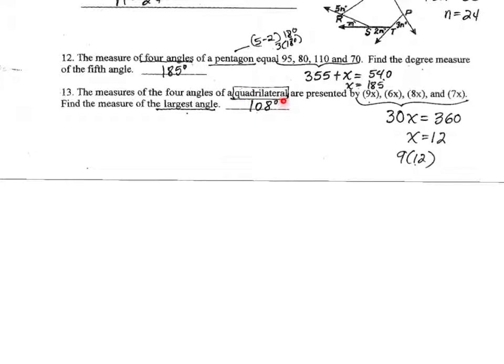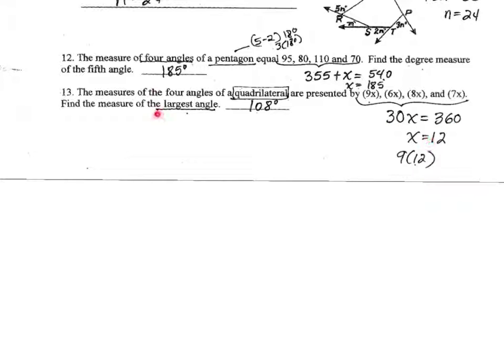Now for number 13, it says the measure of 4 angles in a quadrilateral. So here we don't know the sum of all 4 angles. Well, the formula again, n minus 2 times 180, gives you 2 times 180, which is 360. So the sum of all the angles in the quadrilateral is 360. And the sum of all these x's is 30x. So you divide both sides by 30, so x is equal to 12.